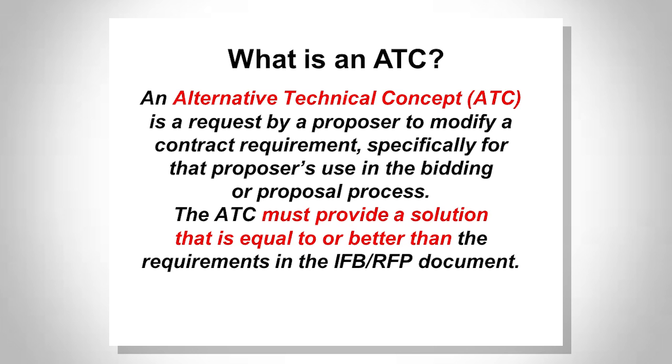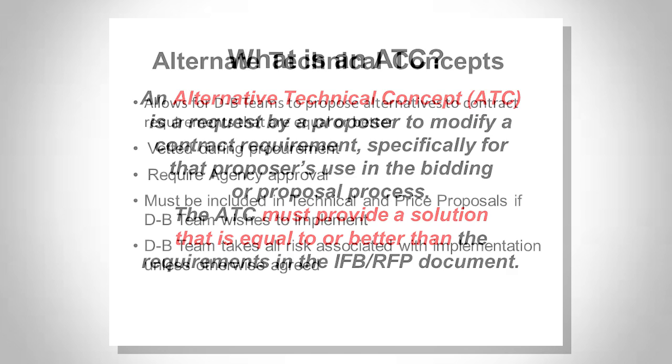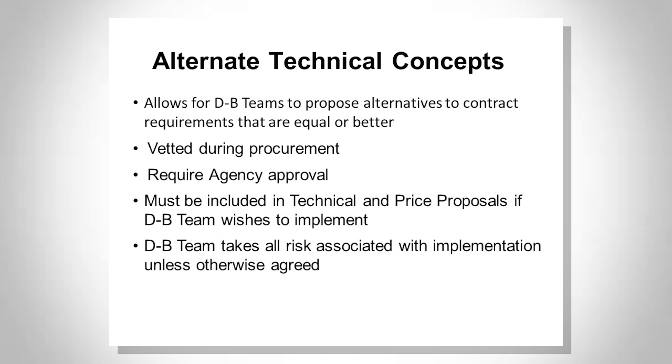Okay, so any questions on ATCs? We'll keep moving through with as far as what they are. Allows for proposed alternatives to contract requirements that are equal or better. It happens during the procurement. So as Leah mentioned, you go out with the RFQ, RFP, you allow some time for the ATCs to formulate, depending on what your criteria is.